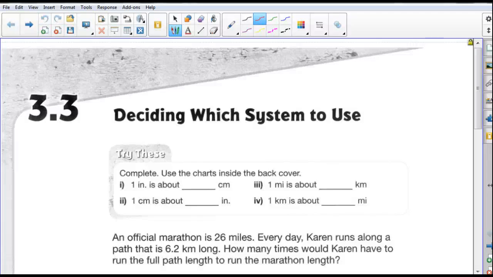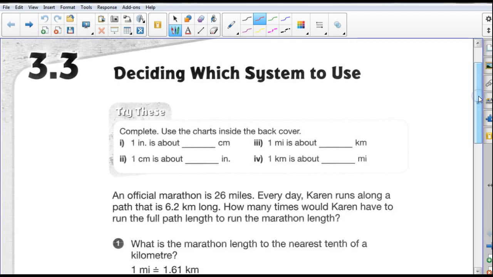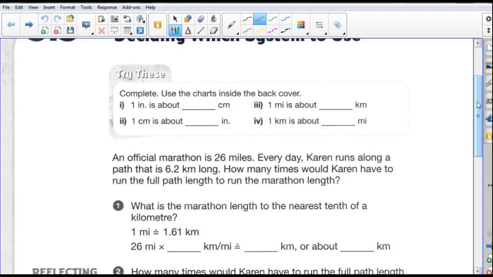Okay, there's a 3.3, deciding which system to use. Well, deciding whether to use SI or metric all depends on what numbers you're given and what measurements are given, and which seems to be the easiest or the hardest. Some people like to work in imperial, feet and inches and miles and yards, and some people like to work with the metric system. It all depends on what business you're in and what trade or what situation. Let's do a couple of practice problems.